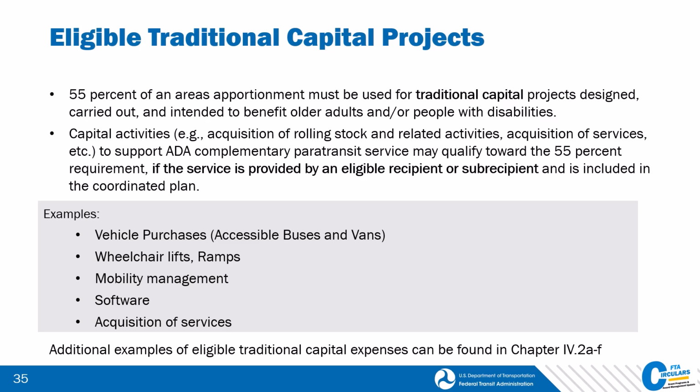Capital activities to support ADA complementary paratransit services may qualify toward the 55% requirement if the service is provided by an eligible recipient or subrecipient and is included in the coordinated plan. Examples of eligible traditional capital projects include the purchasing of vehicles such as accessible buses and vans, wheelchair lifts and ramps, mobility management, the deployment of software, and the acquisition of transportation services. Additional examples of eligible traditional capital expenses can be found in Chapter 4, Sections 2A through F.